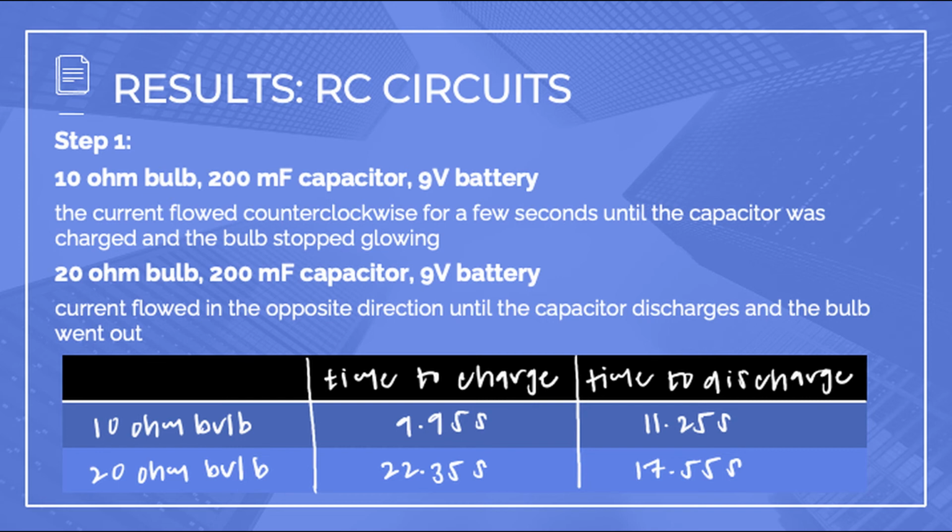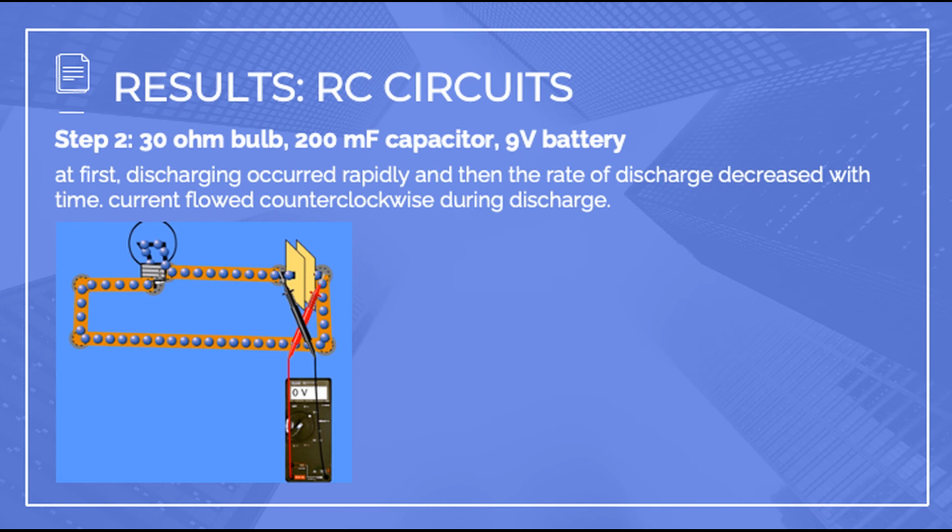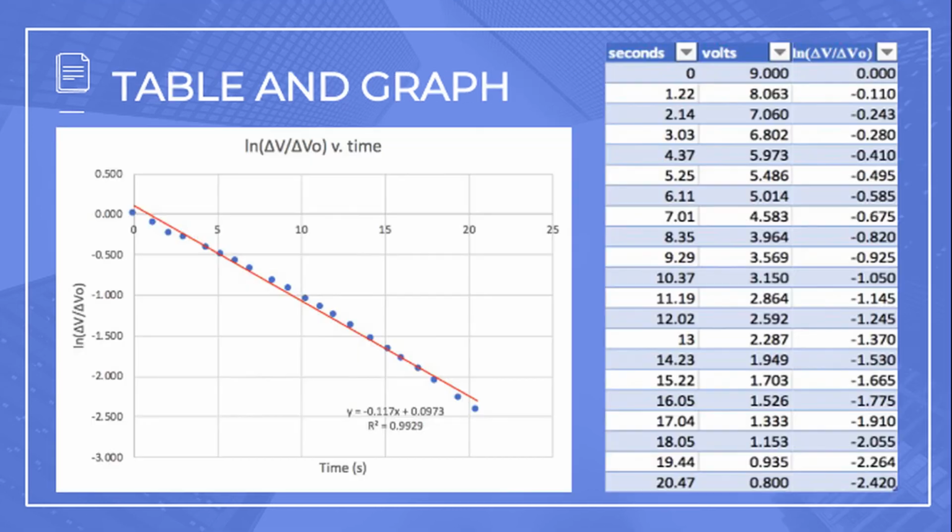For the 10 ohm bulb, the current flowed counterclockwise for a few seconds until the capacitor was charged and the bulb stopped glowing. And then for the 20 ohm bulb, the current flowed in the opposite direction until the capacitor discharged and the bulb went out. Then for step 2, we had a 30 ohm bulb, a 200 mF capacitor, and a 9-volt battery. At first, discharging occurred rapidly, and then the rate of discharge decreased with time. Current flowed counterclockwise during discharge.